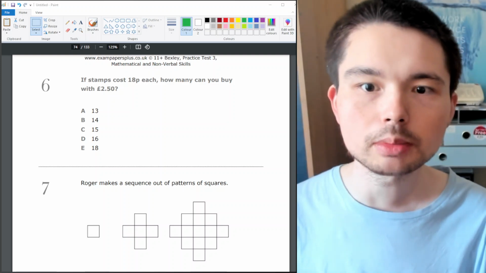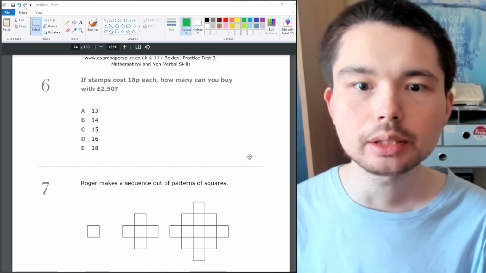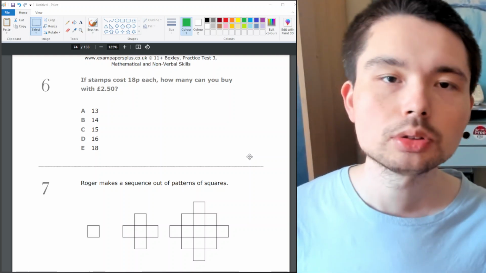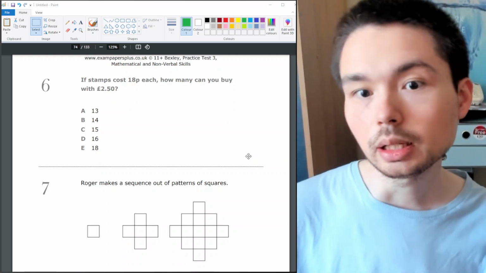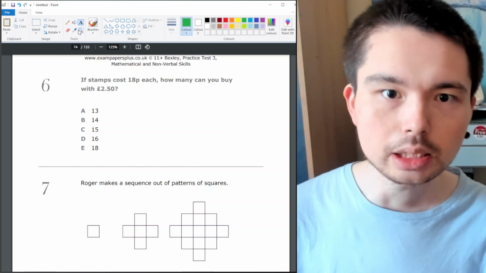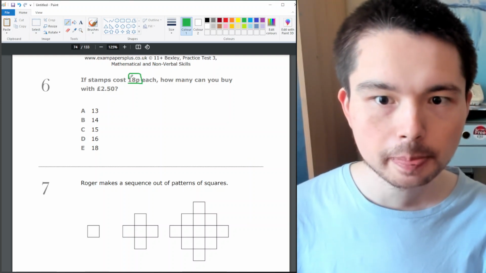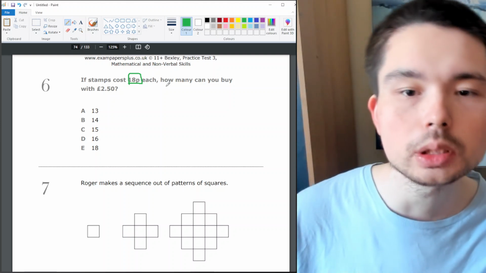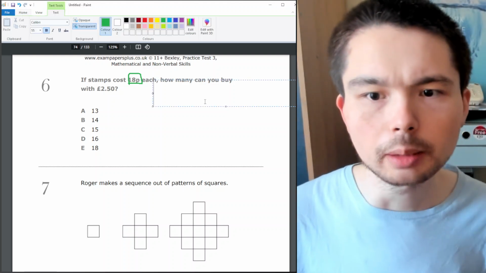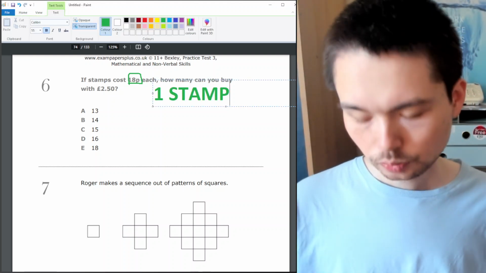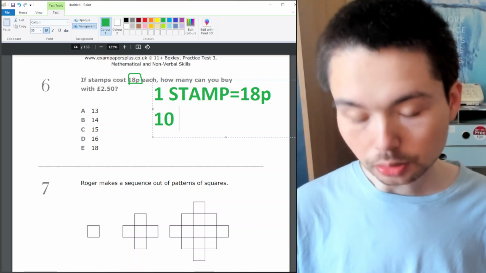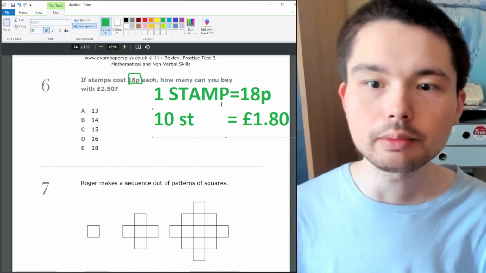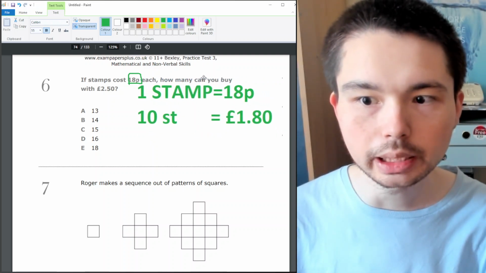Question 6. If stamps cost 18p each, how many can you buy with £2.50? Good question, because every number is just not going to fit in exactly with the other numbers. So let's do it. Now, a really cool way is you just need to go up really quickly. Do we go up the 18 times table? Yes, but we do it really quickly. How? You times 10. Why is William saying times by 10? Because it'll just take you straight to £1.80. We need to look ahead. We have £2.50, so already we are really close.